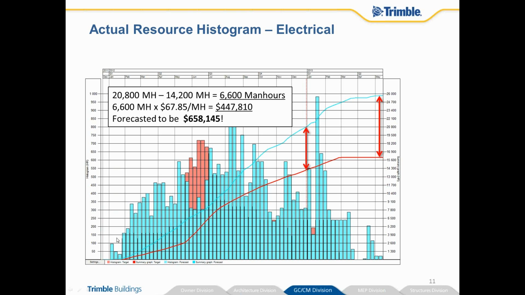What is most interesting is if we follow these summary lines across that histogram. This summary line in red here is indicating that we had planned roughly 16,000 man hours for all of that electrical subcontractor work. However, when we look at this turquoise summary line, we can see that we hit just below 26,000. The result of that is nearly $660,000.